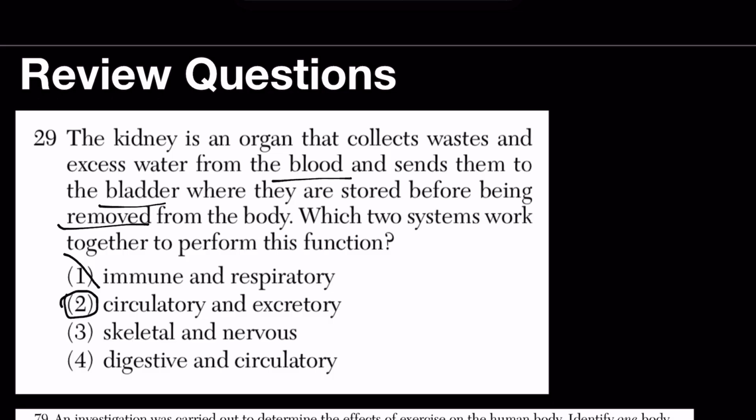We have the skeletal and nervous system. The skeletal is with movement and muscles, which we don't have here, and the nervous system is with brains to give commands, which the kidney does not do. And then finally, we have the digestive and circulatory. While it is a circulatory system, it's not digesting food because it's not breaking anything down or taking in nutrients. It's just filtering other waste, so it wouldn't be the digestive system.